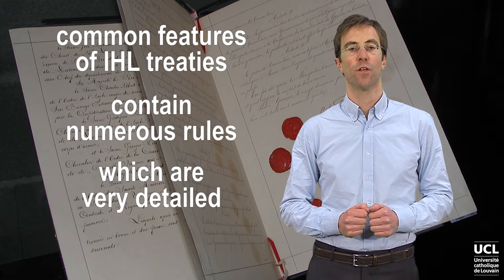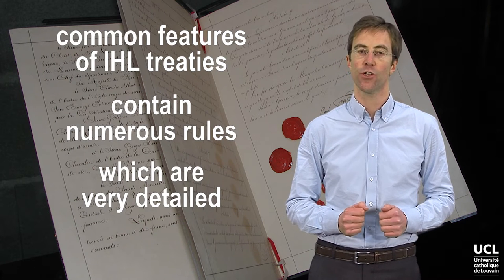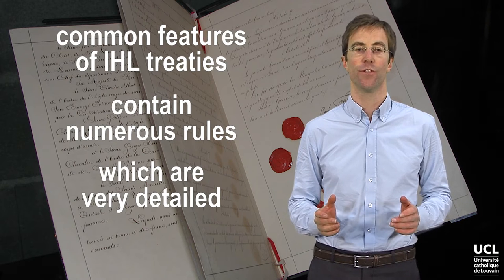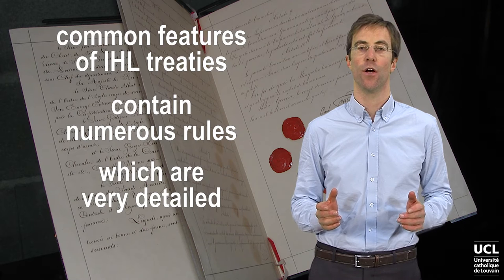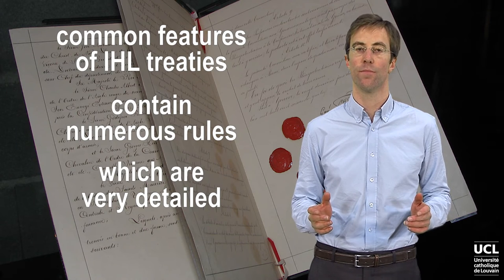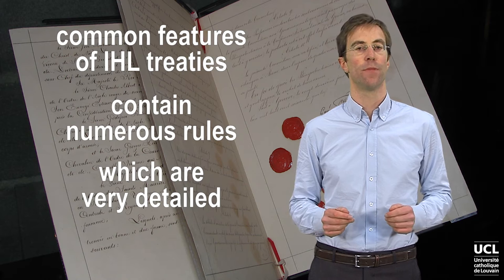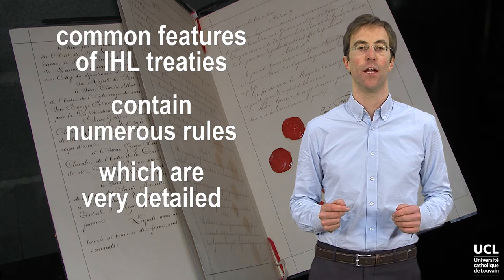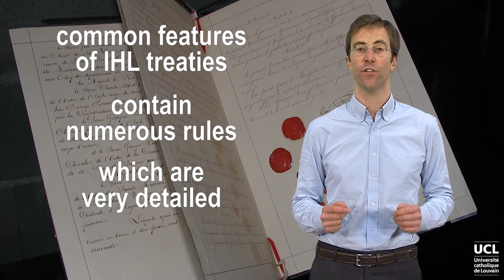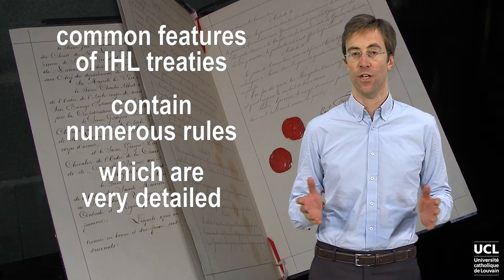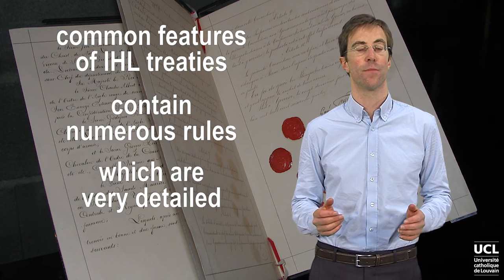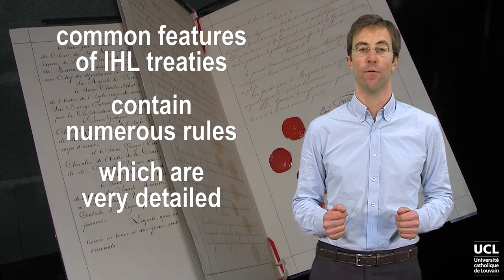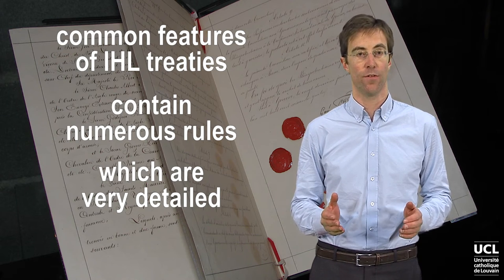Let's take the example of the issue of detention in international armed conflicts. The third Geneva Convention contains detailed rules on how to treat prisoners of war. For example, they provide that canteens shall be established in all camps and should sell foodstuffs and ordinary daily articles, such as soup and tobacco. The convention also indicates the exact amount of salary that prisoners of war must receive for their work.